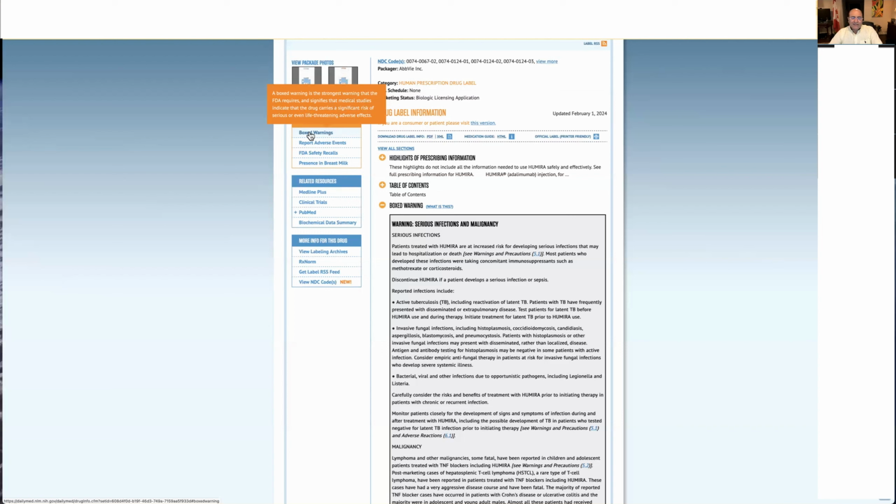And if the patient takes that drug, he or she may decide to stop it if the patient is starting to experience any adverse drug reaction that he or she may not tolerate. So that was for the boxed warning.